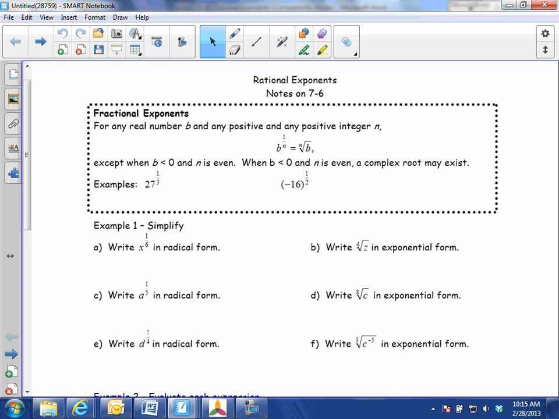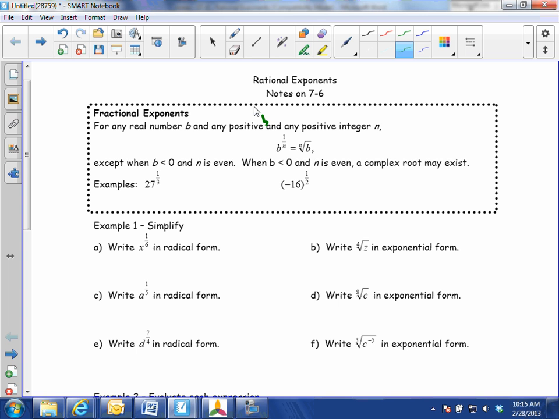Expressions to earlier, because I think they're easier to work with rather than the radical boxes when you're simplifying stuff. So this is review. Okay? So, fractional exponents. It says for any real number b and any positive integer n, we can write it as a fractional exponent.